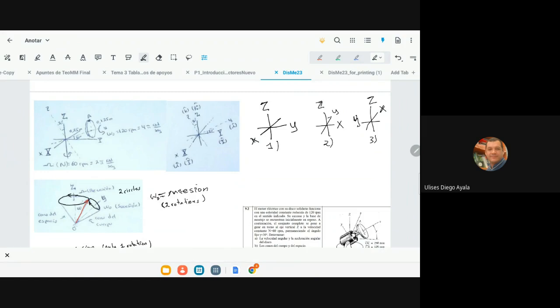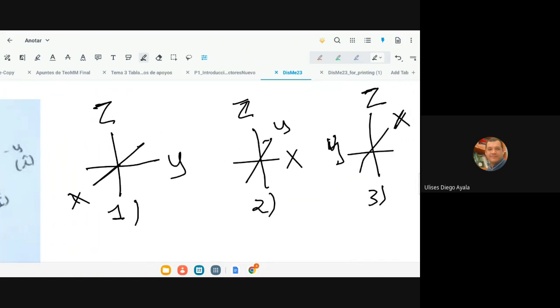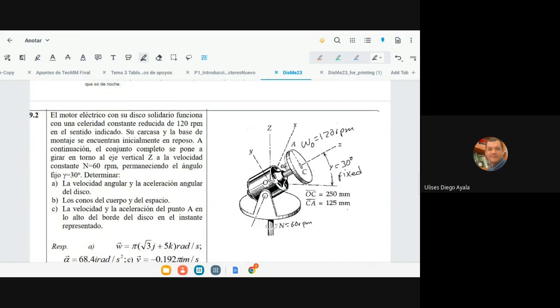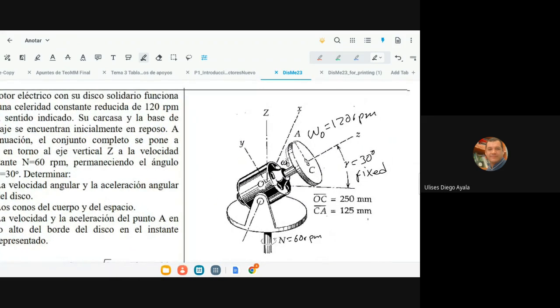Where is the positive of Y? ¿Dónde es el positivo de Y? En el 3. In the number 3. Yeah. Hacia la izquierda. Would be positive. So that's the important thing. If you see the example, they change the X. The X is negative.